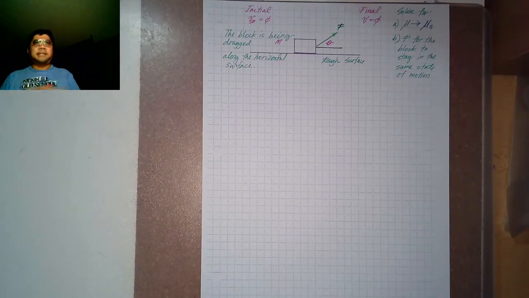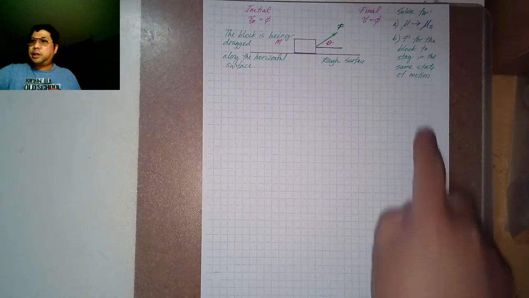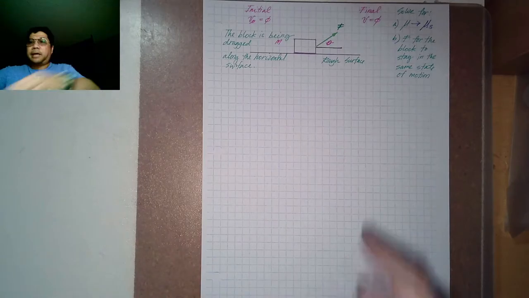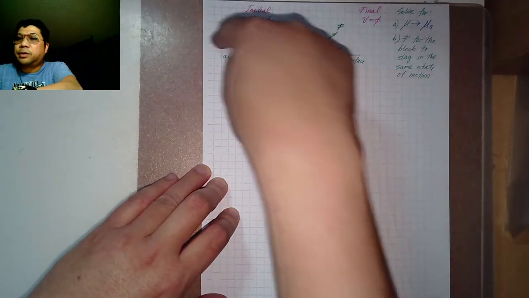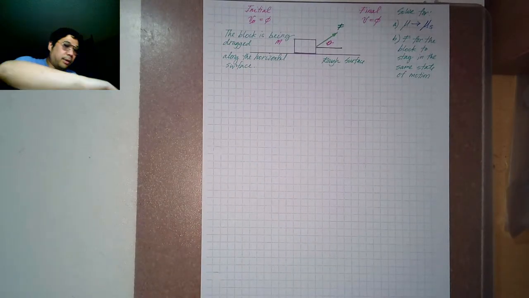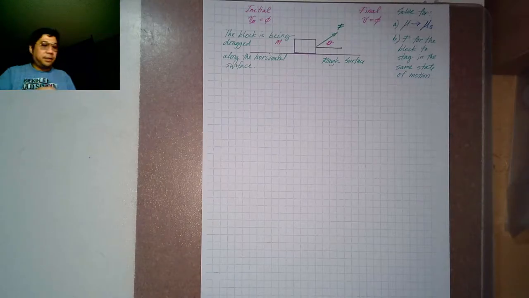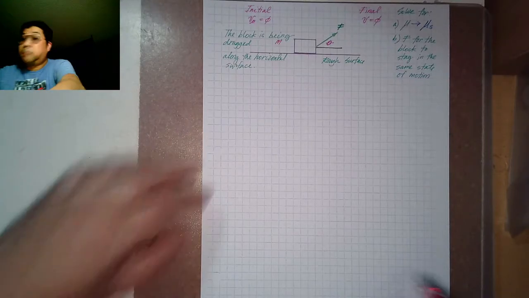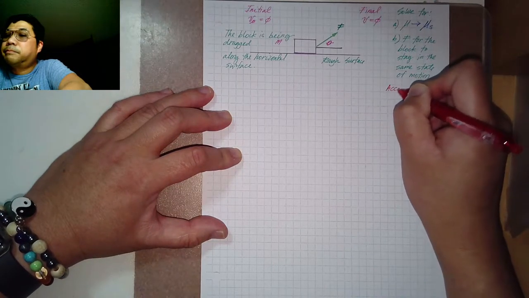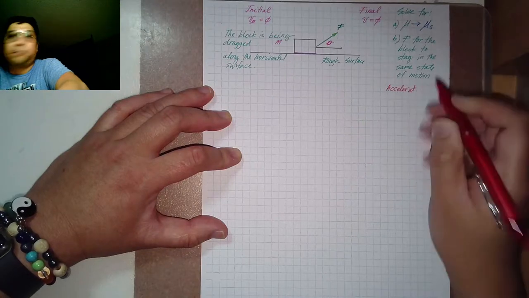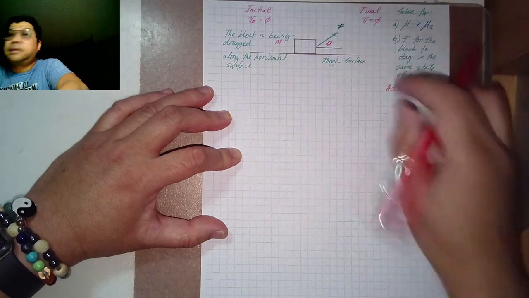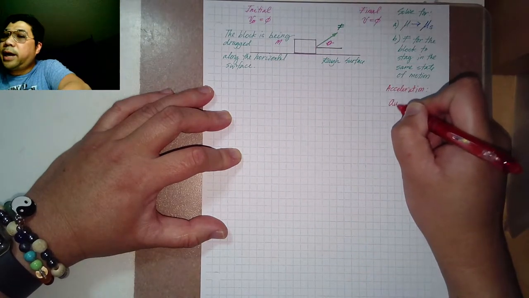So let's solve for this information. Again, it states that there is no change in motion. So it means that the acceleration along the x-axis, or the horizontal axis, is zero, as well as the acceleration along the y-axis. Let me just write it down.